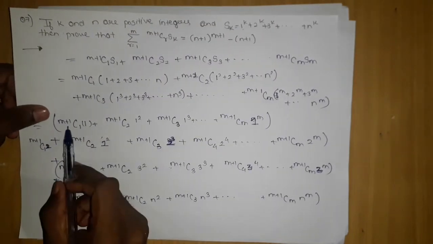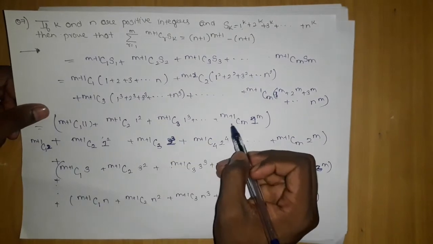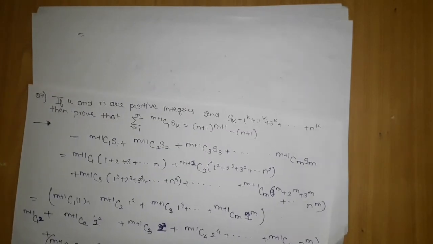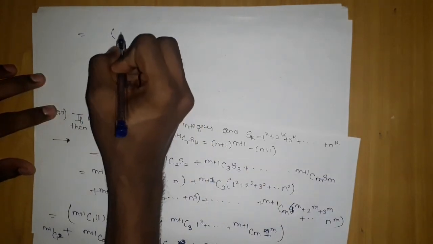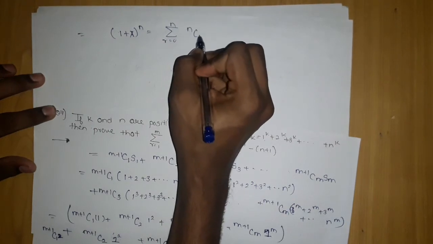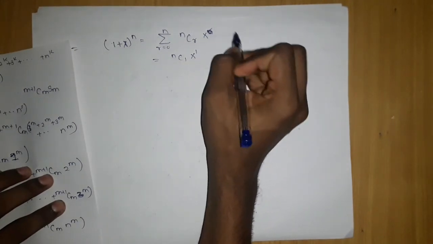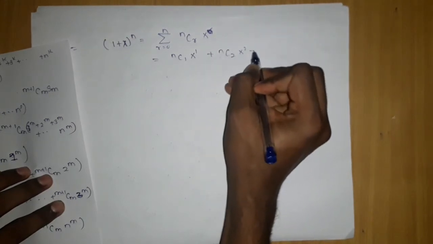After this, if you observe clearly, this series (m+1)C_1 times 1, (m+1)C_2 times 1 squared, (m+1)C_3 times 1 cubed, and so on, we are going to just add them. If you remember one property which I told you to remember: (1+x)^n can be written as the summation r equals 0 to n of nCr x^r. Remember? If you open this, you observe nC_1 x^1, nC_2 x^2, and nC_3 x^3, and so on till nC_n x^n.